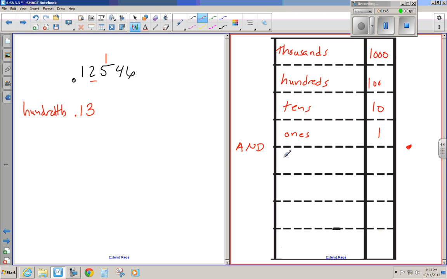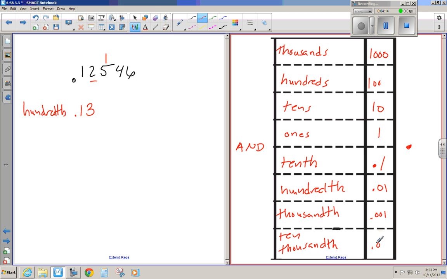Here, after the decimal, you have the tenths, which is worth 0.1. You have hundredths, so it's basically 100 with a th, hundredth, 0.01. The word thousand with a th, and the 10 thousandths, which is 0.0001. All right, those are the placeholders.